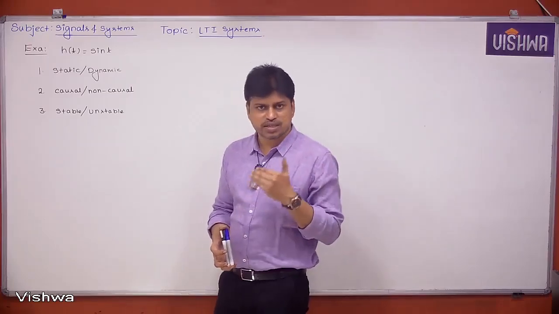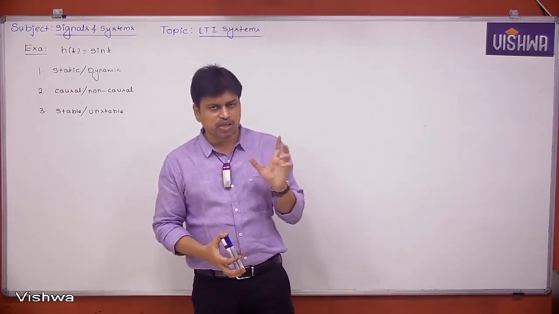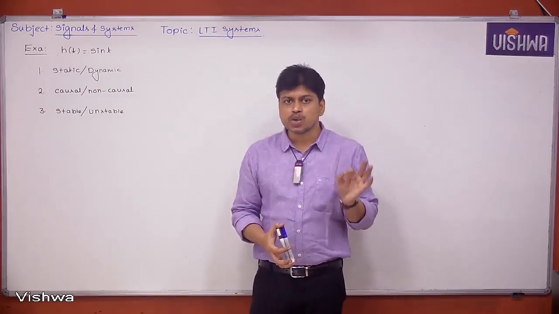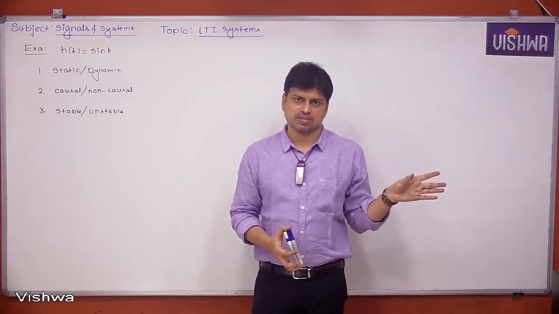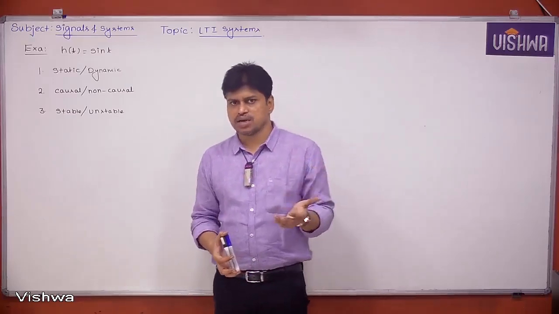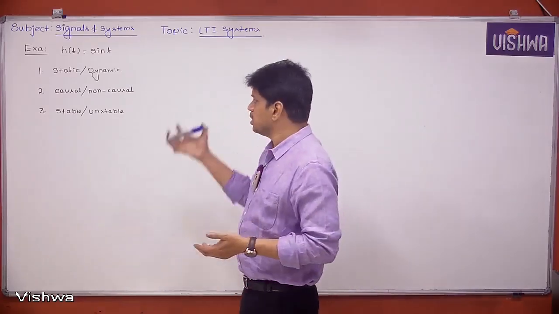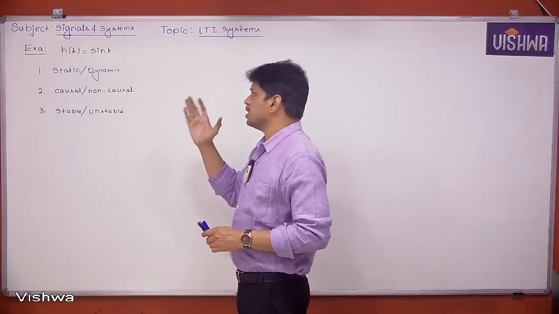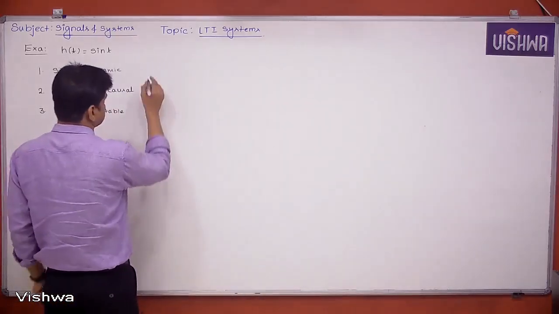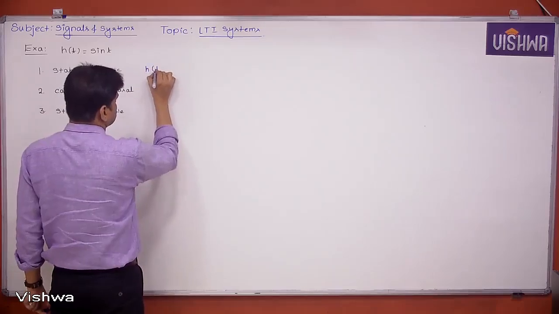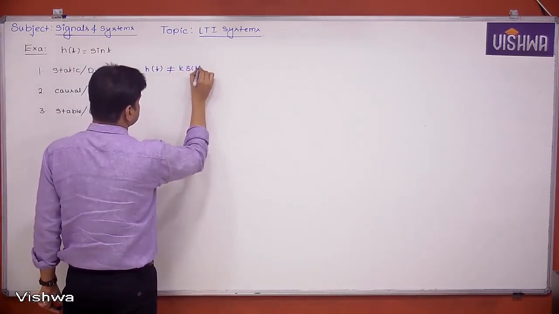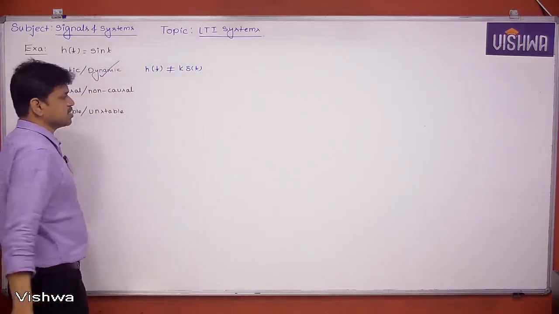So to say whether it is a static system or not, only one thing we have to observe. What is that? Whether h of t is equal to k delta t or not. If it is k delta t, we can say it is a static system. If it is not, then we can say it is a dynamic system. Here, it is not k delta t, it is sin t. So I can say h of t is not equal to k delta t. Then it is a dynamic system.